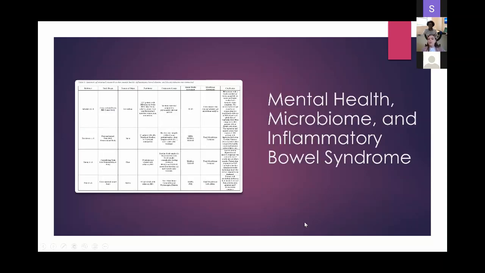So then the next focused on mental health, the microbiome, and inflammatory bowel disease. It just showed how inflammation, mental health and the microbiome are connected, and led to the research on general inflammation. It showed that individuals with less diversity in their microbiomes, or less beneficial bacteria, had more severe symptoms of IBS.